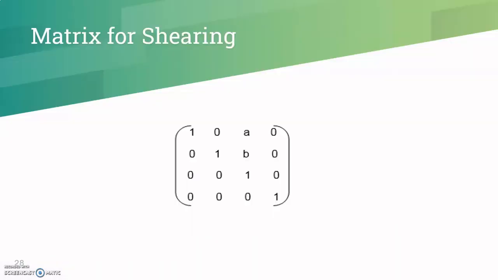Okay. So this is the matrix for performing shearing. Okay. We have given A and B as coordinates. So A and B are being substituted by whatever value we have been given. This is the matrix for shearing.